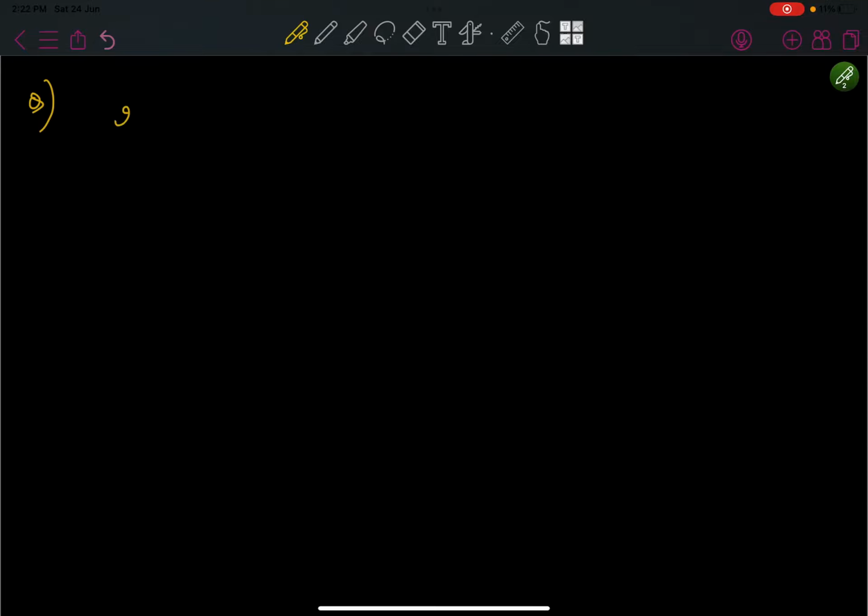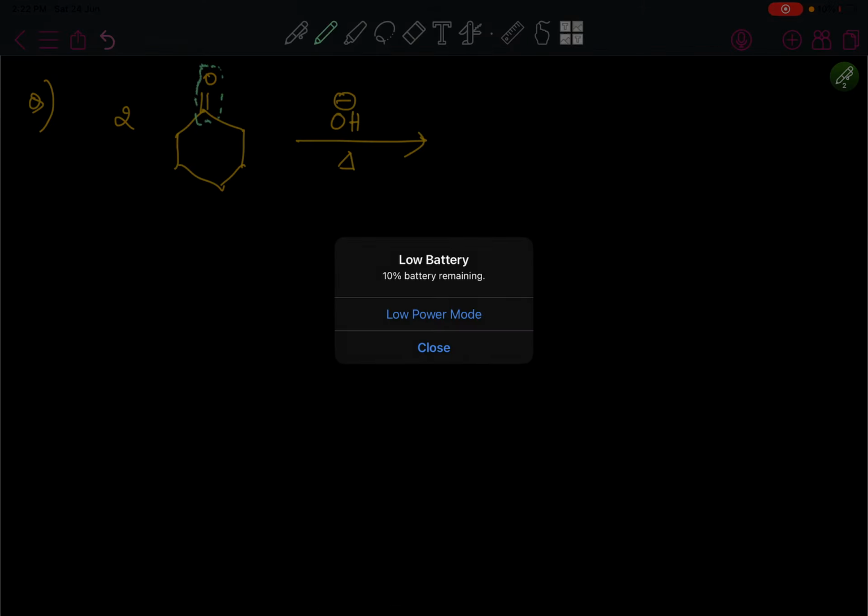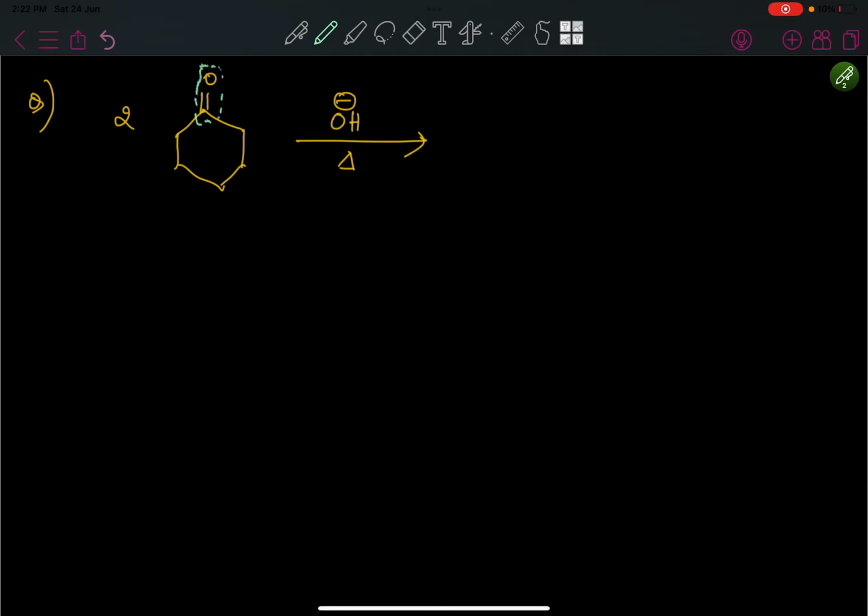Fine. They had given 2 units of cyclohexanone, and they reacted this cyclohexanone in presence of a base upon heating. So how do you go about proceeding with this? As you all know, this is my keto functional group, right? With respect to this functional group, this is my alpha carbon. This is also my alpha carbon, right? So here I have alpha carbon.